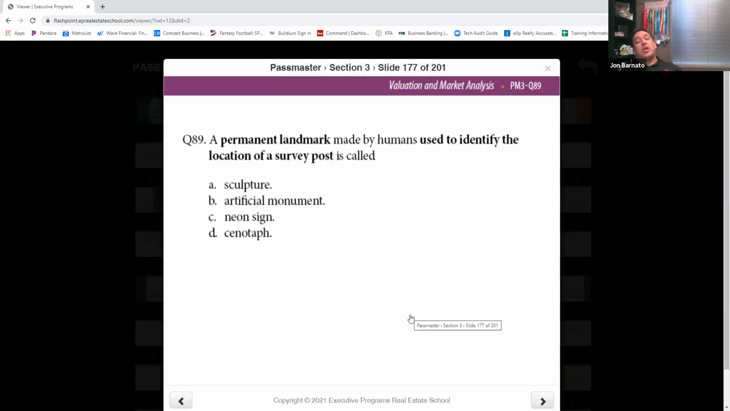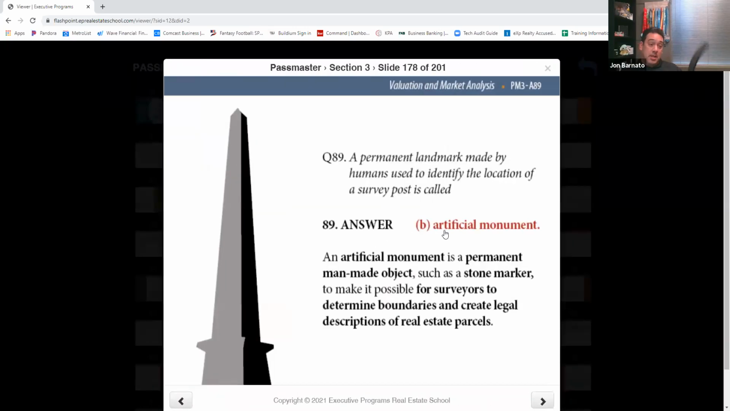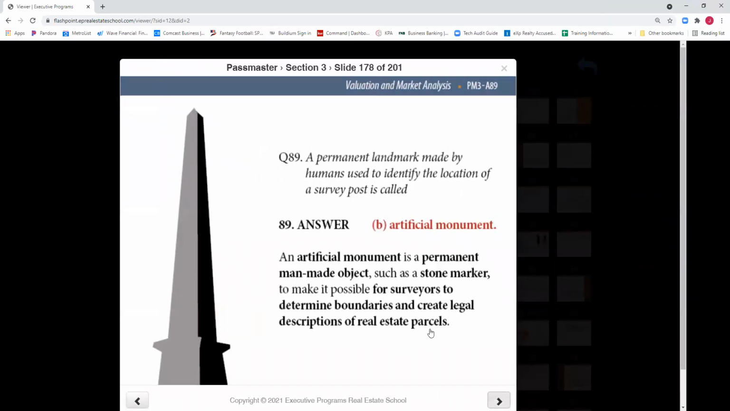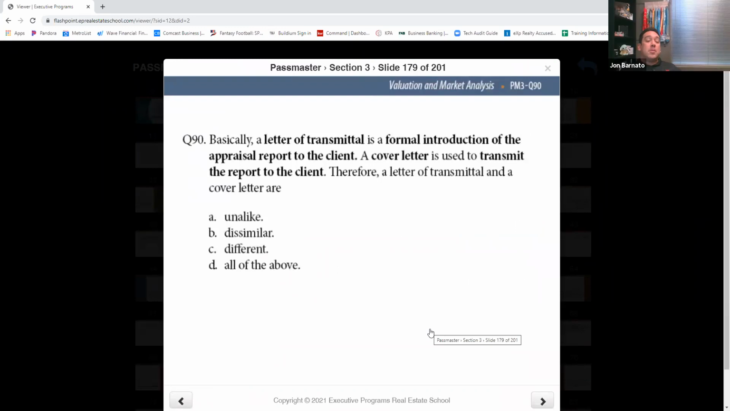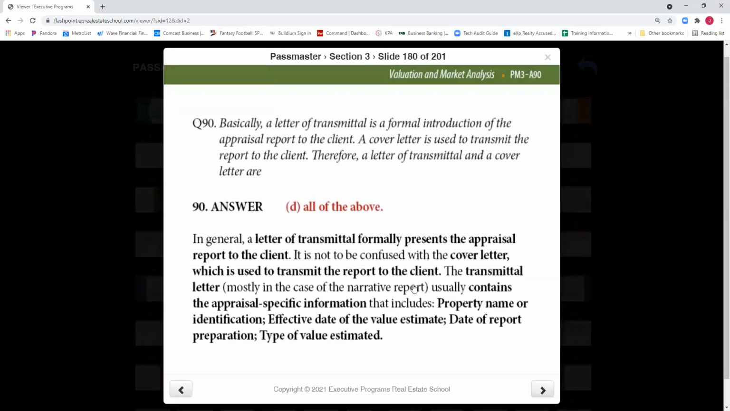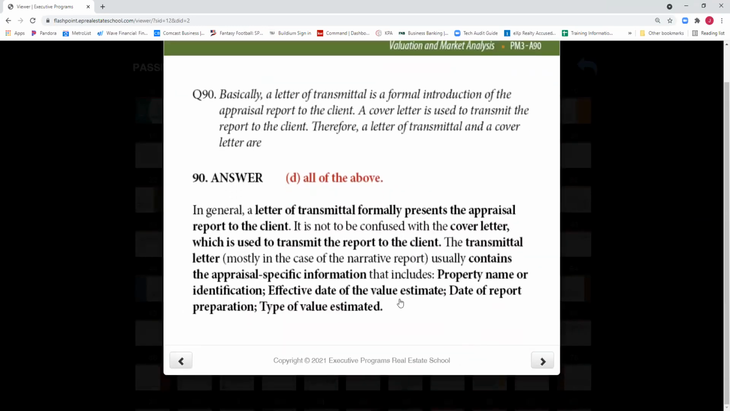A permanent landmark made by humans used to identify the location of a survey post is called what? Let's see, artificial monument. Well, that's B. You're correct. It's B, artificial one. Yeah. Basically, a letter of transmittal is a formal introduction of the appraisal report to the client. A cover letter is used to transmit the report to the client. Therefore, a letter of transmittal and a cover letter are kind of the same, A. Yeah, just so. Okay.